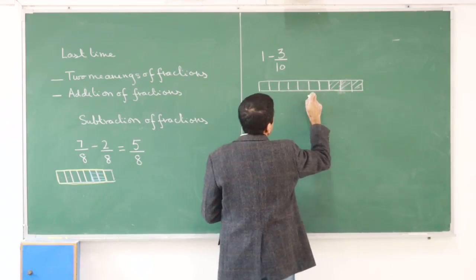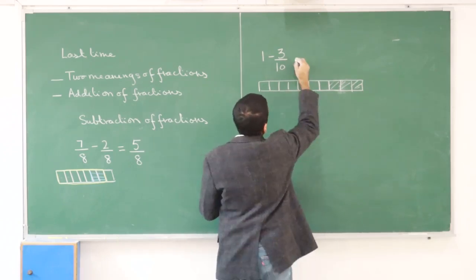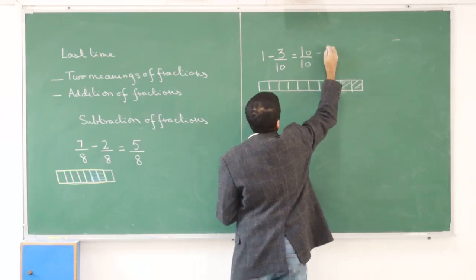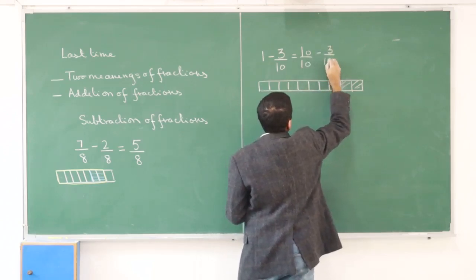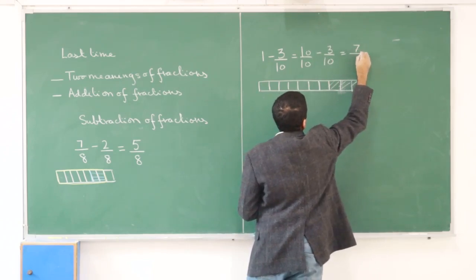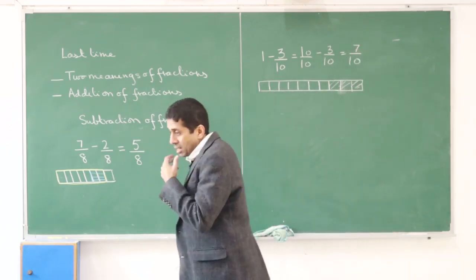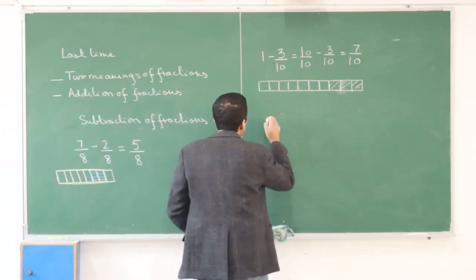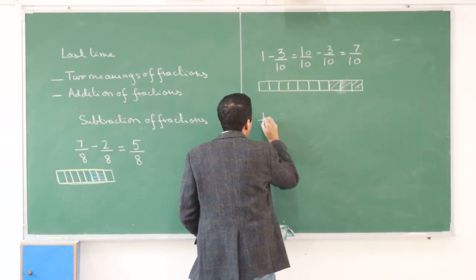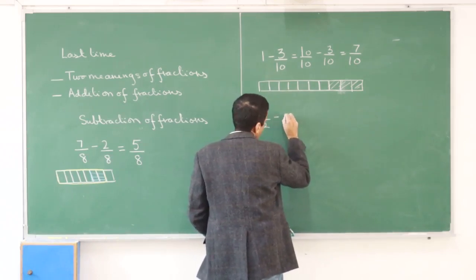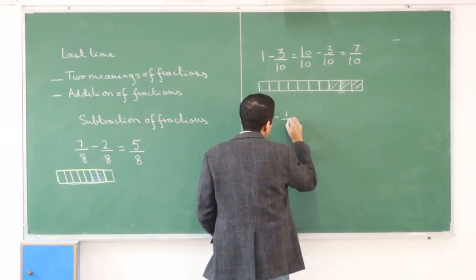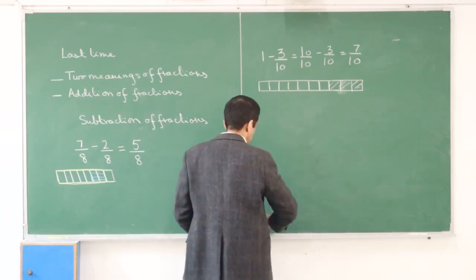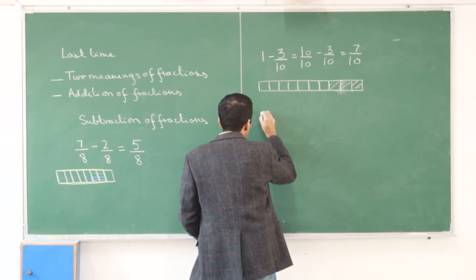So I'm going to be left with 1, 2, 3, 4, 5, 6, 7, because this is just 10 over 10, which is a whole, minus 3 over 10. That's just going to be 7 over 10. That's again a similar thing. And now if I want to do a half minus something, now I want to do it with different denominators. So let's do something a bit more interesting.